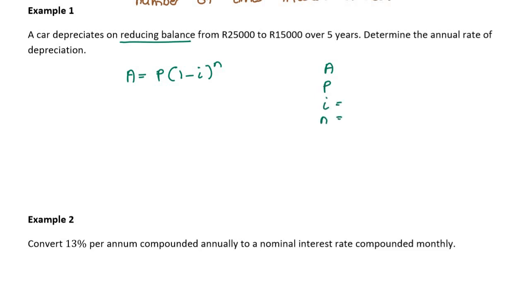I like to write myself a little list on the side. A car depreciates on reducing balance from 25,000, so that's your principal amount, to 15,000, so that's your accrued amount, your final amount, over 5 years. Determine the annual rate of depreciation. Now, you'll notice that your A always has to be less than P with depreciation, because it is losing value, and so you'll often come into a negative depreciation rate if you swap those around by mistake, and then you'll know you've made that mistake.